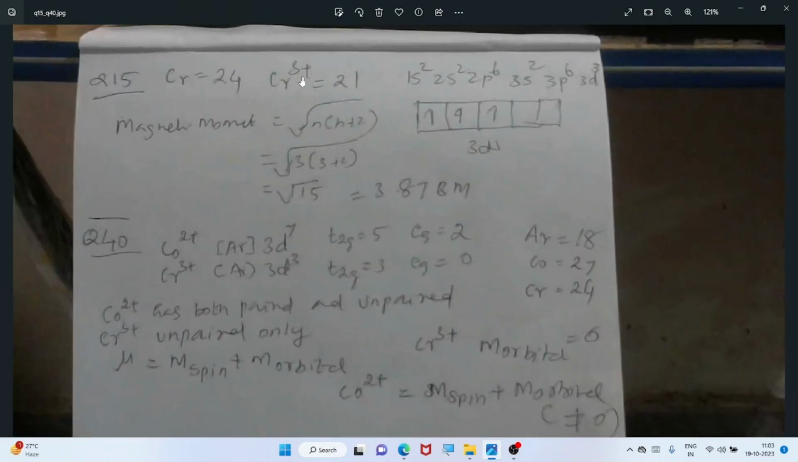So this is 21. 3 plus is 21. Minus 2 is 2, okay. Here we have the d orbital, 3 electrons. So n is the number of unpaired electrons, and the formula is n into n plus 2. 3 into 3 plus 2, 5. So this is the final. Bohr magneton is the unit of the magnetic moment.